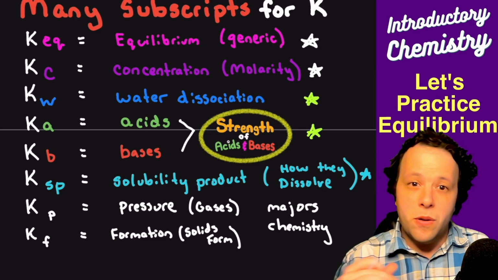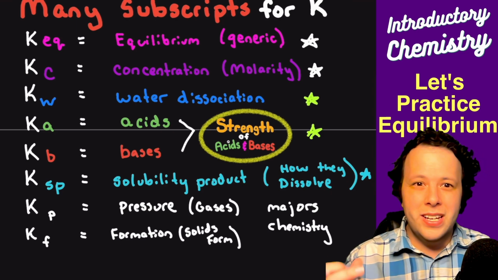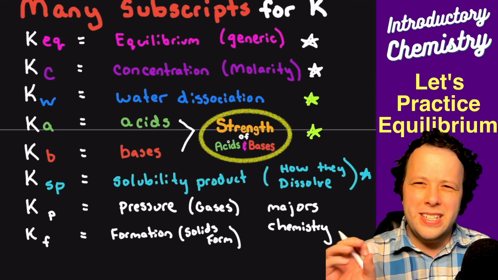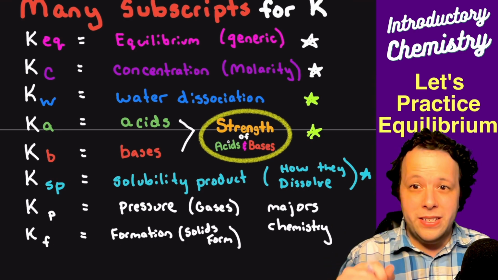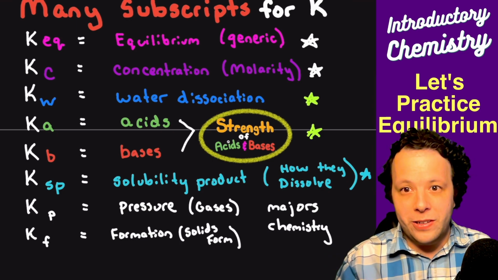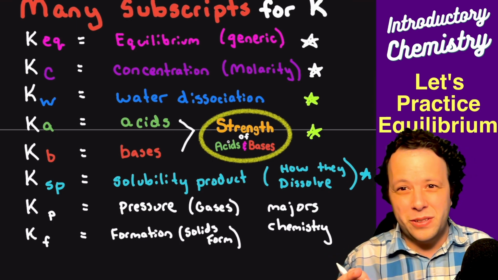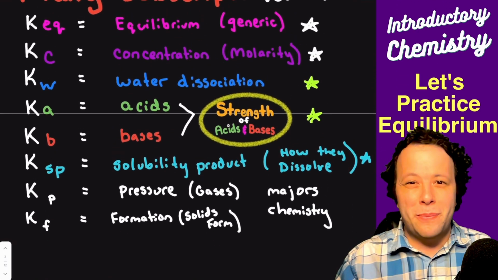Now the last two are equilibrium via pressure and equilibrium of formation. These two typically you only see in General Chemistry 1 or General Chemistry 2, which is when you go into really advanced equilibrium problems. These will not be covered in this video. So if you were coming here to look for this, then keep on moving, unfortunately, with that particular part.